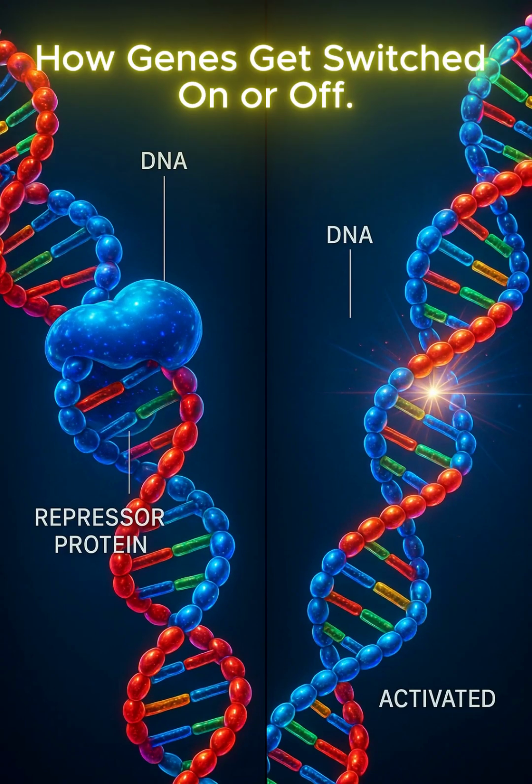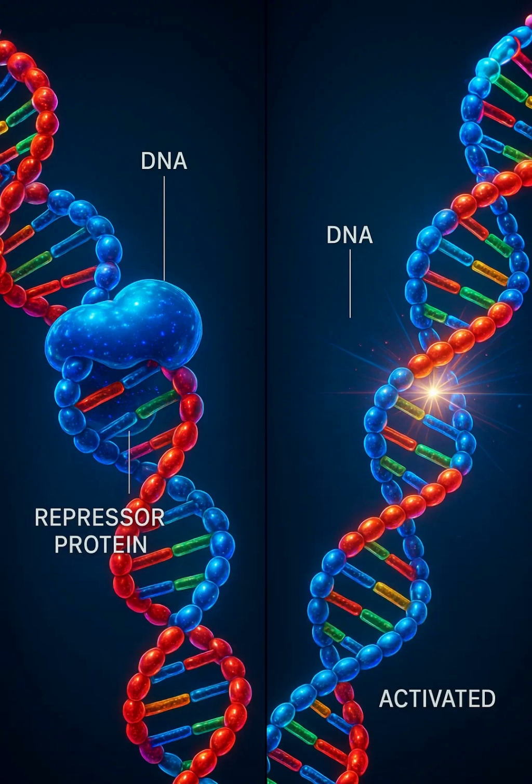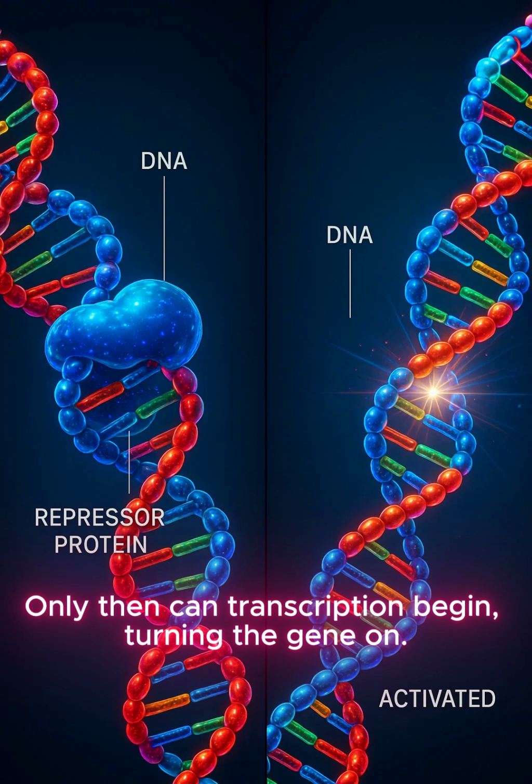How genes get switched on or off. Genes stay off when blocked by a repressor protein. When environmental conditions are right, this protein is removed, allowing an activator protein to bind. Only then can transcription begin, turning the gene on.